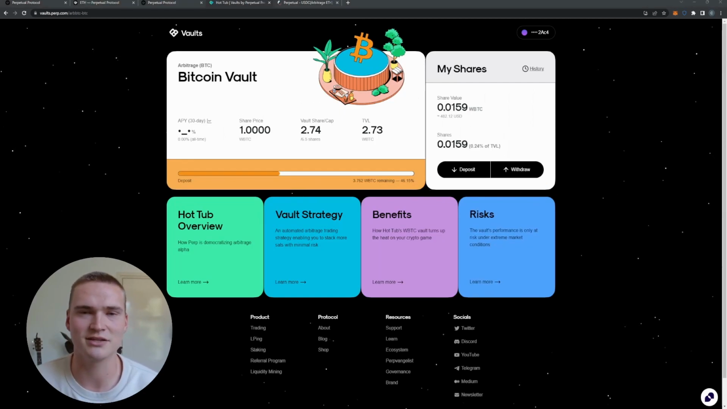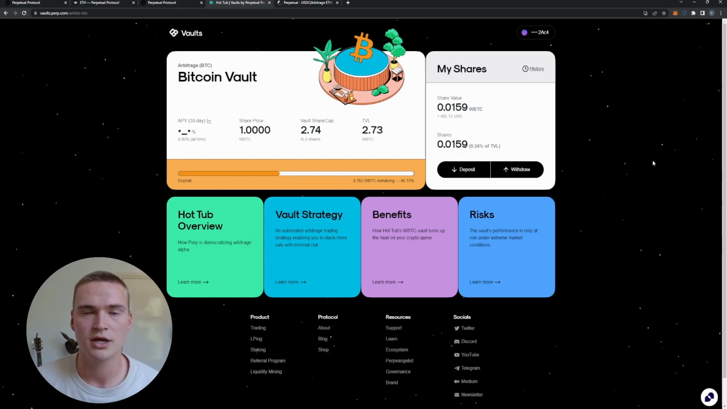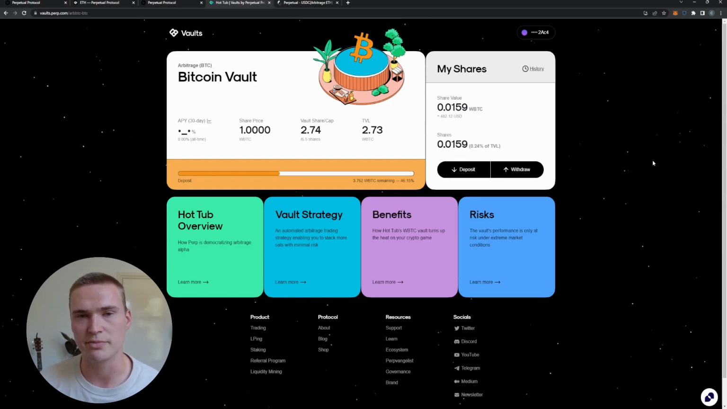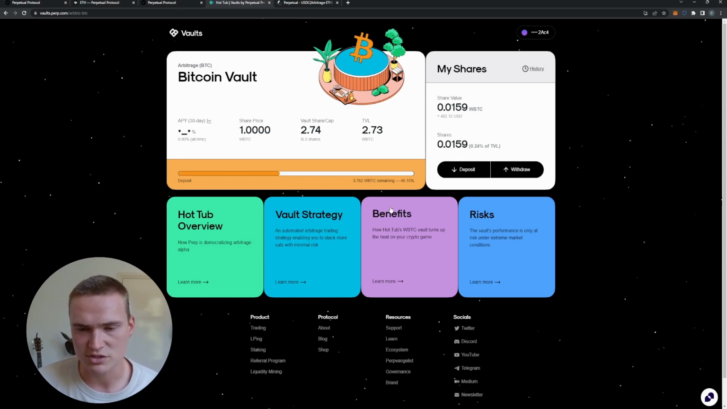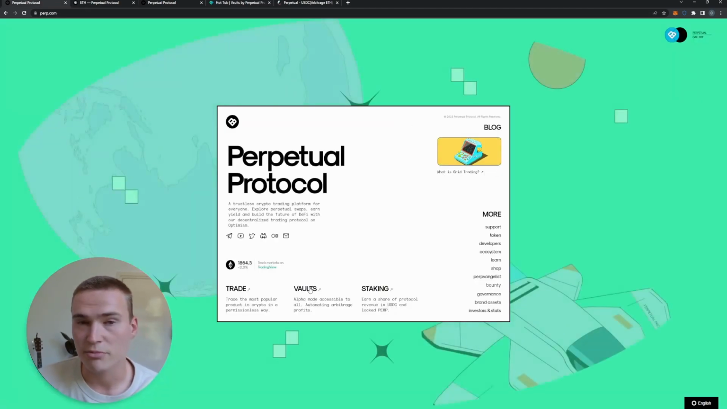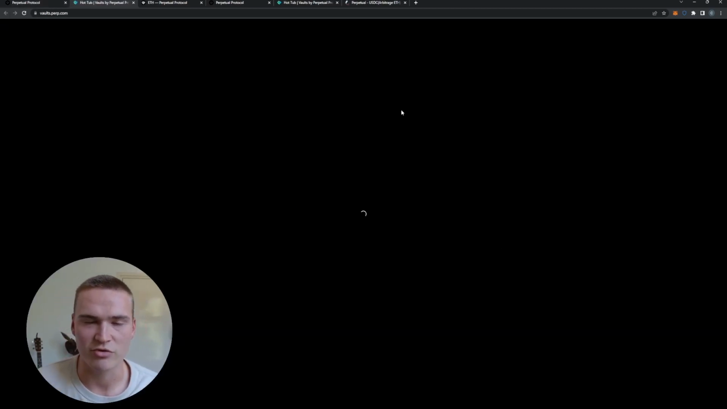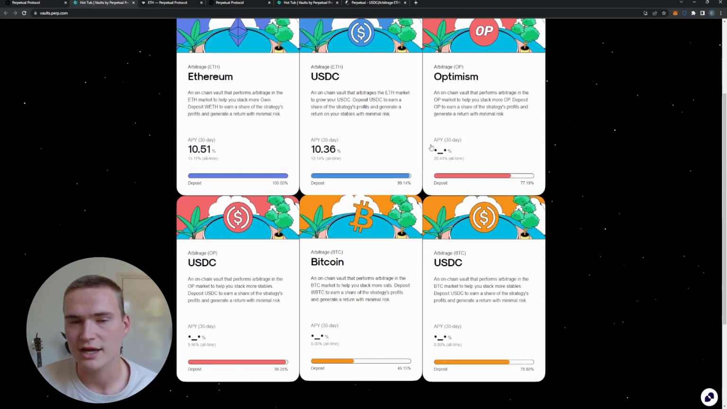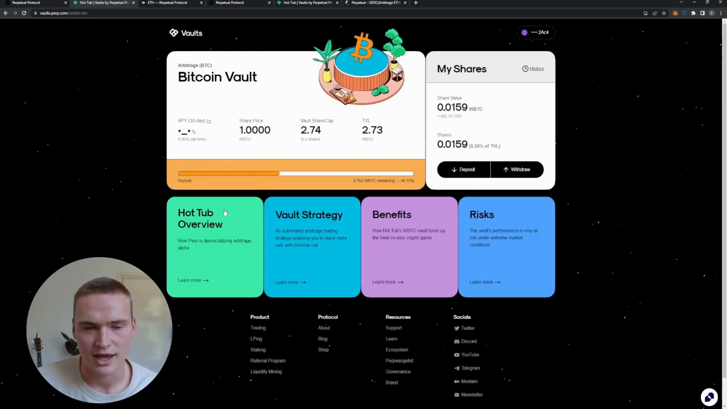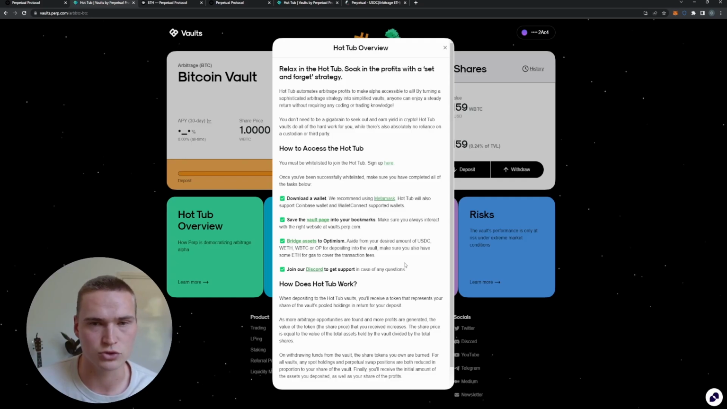But sometimes it's a little bit difficult to bridge the wrapped Bitcoin, which is what I had to do, to bridge the wrapped Bitcoin to Optimism. So if you want to find out about that, just go to their main website right here, press Vault, sign up first, then press Visit. If you press Visit, you'll get to these vaults. Click the one you want to participate in, and then here under Hot Tub Overview, you can get a tutorial on how to join.